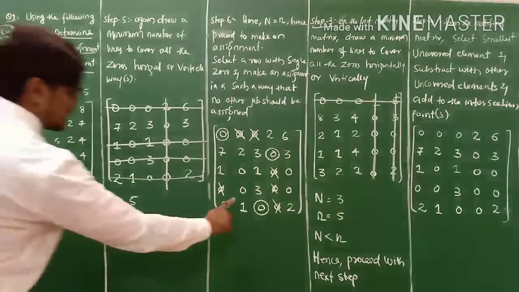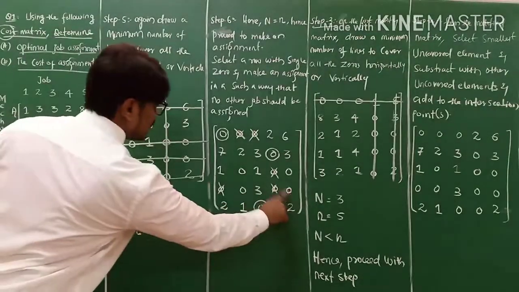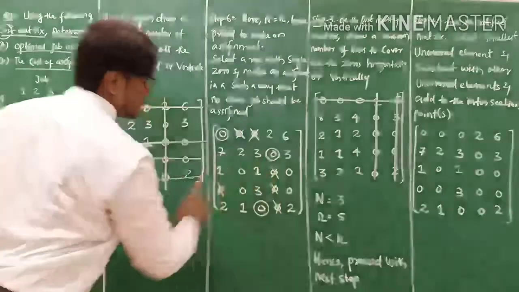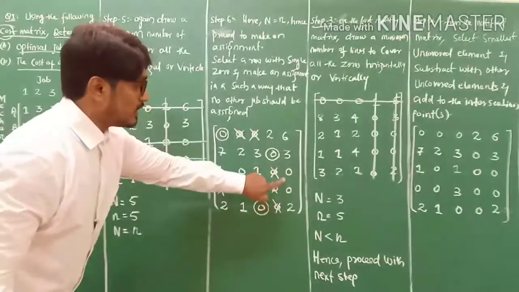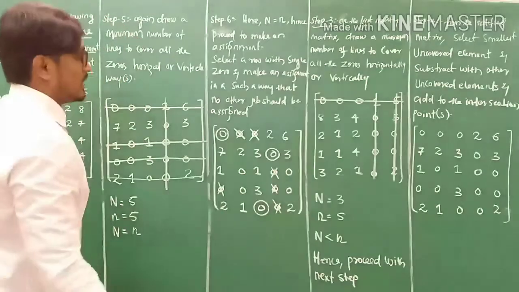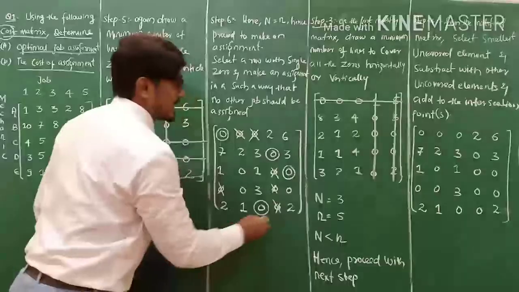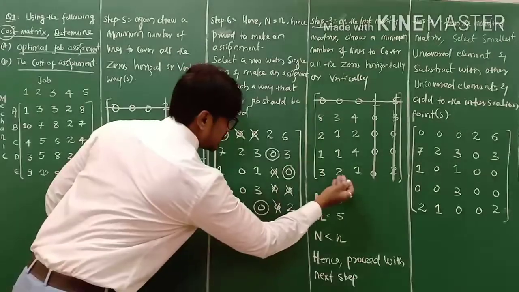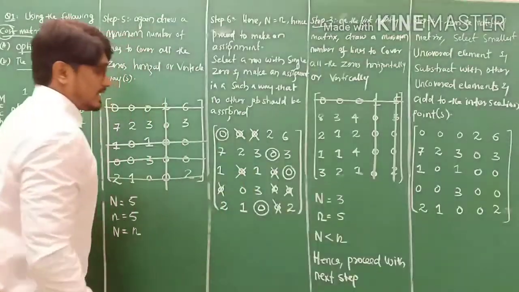Okay, this one is 5 and this one is 4. So this 4, 4, 5, 5, you assign for. Okay, 4 and 4. The first preference goes to first 0. So make an assignment. Above 0 will be cancelled. Below 0 will be cancelled. Right side, left side, 0 will be cancelled.